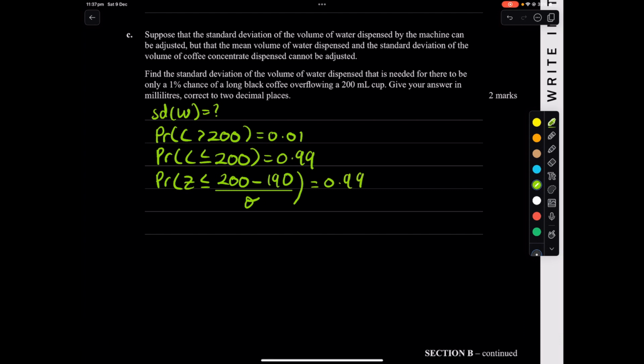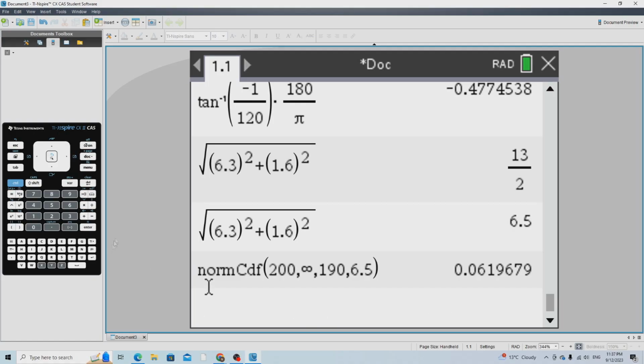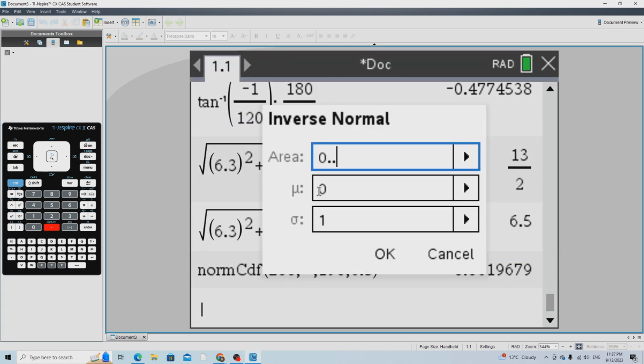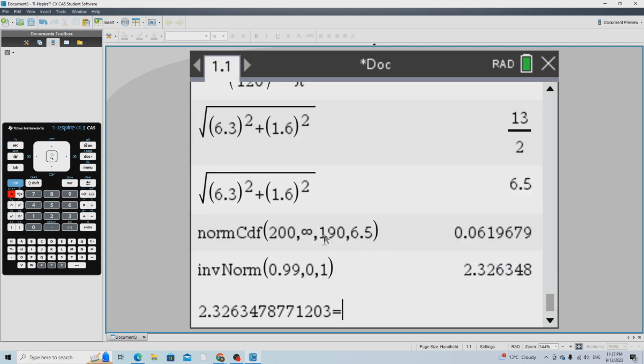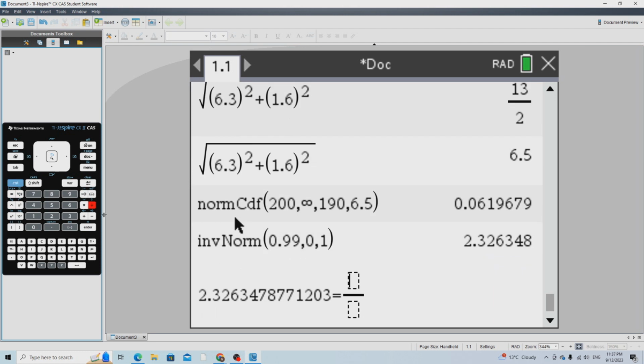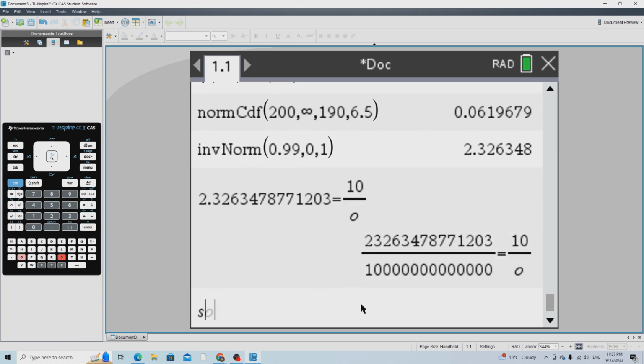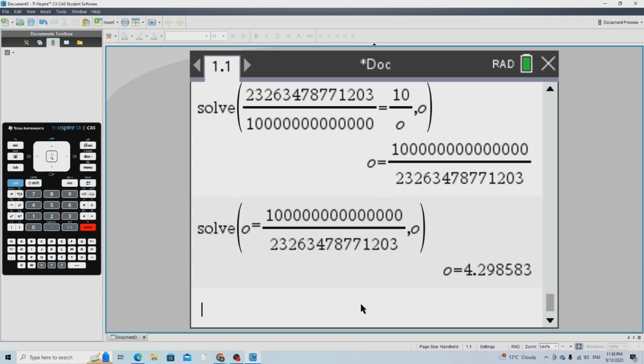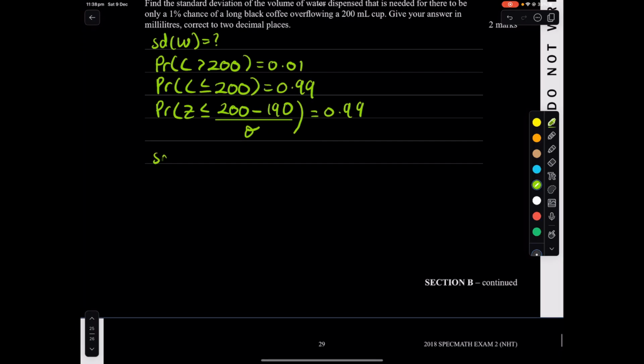And let's use our calculator to calculate that standard deviation. So we go to menu, we go to probability distributions, and we go to inverse normal. The area is 0.99, we said, and press OK. We get this, and this should equate to 10. So 200 minus 190 is 10 over σ, which is our standard deviation. We want to solve answer, comma σ. And we get this value of σ. So let's write that down. This σ, the standard deviation of C, is 4.2985.